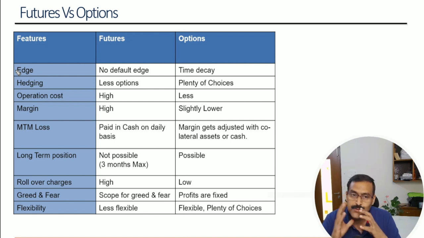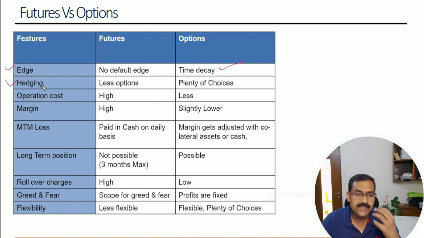Let us now look at futures trading versus options trading. We will compare them parameter by parameter. The first one is the edge. So what is the edge in futures? There is no default edge in the futures. When you go long or short in the future, you are simply expecting the market to be in your favor. There is no edge in case of futures. But in case of option selling, there is a time decay, which is a default edge that you are getting.